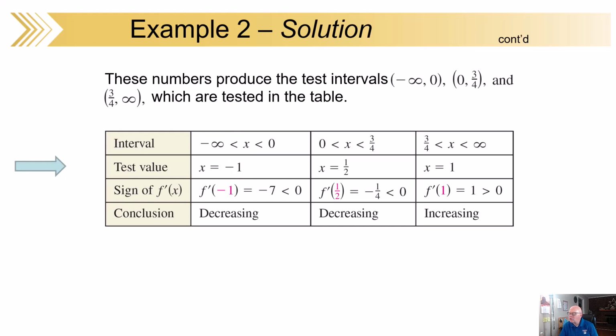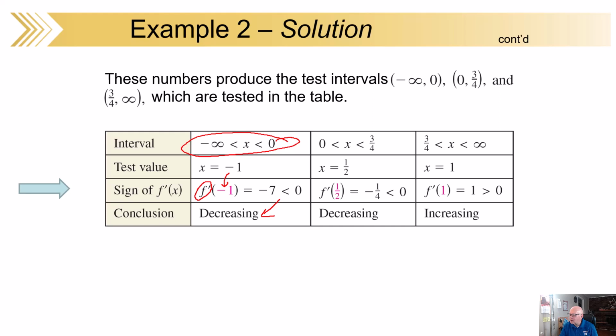We're going to put those values into our derivative and see what we've got. So here's the -1, put in the derivative, and we see what we get. We get a -7. We don't care about how big it is or how small it is, just whether it's positive or negative. Since it's negative, it tells us that in that interval up here, the function is decreasing.